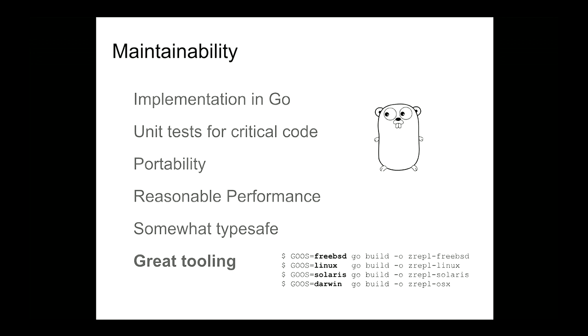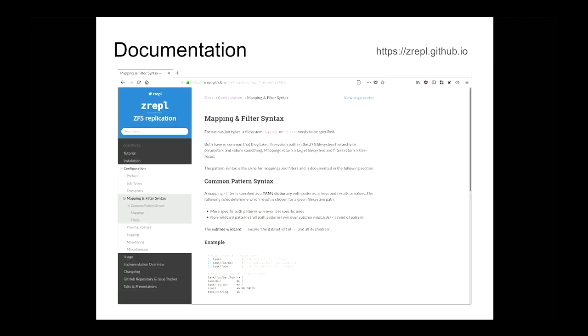And the binaries are freestanding. So again, no dependencies on anything else. This is all statically linked. The performance is not so much of a concern to us because most of the time is spent in ZFS send and getting the data actually out of the wire. But for the parts that are interactive, Go performance is certainly nice. And the type safety helps with long-term maintainability. So does the quite good tooling around it.